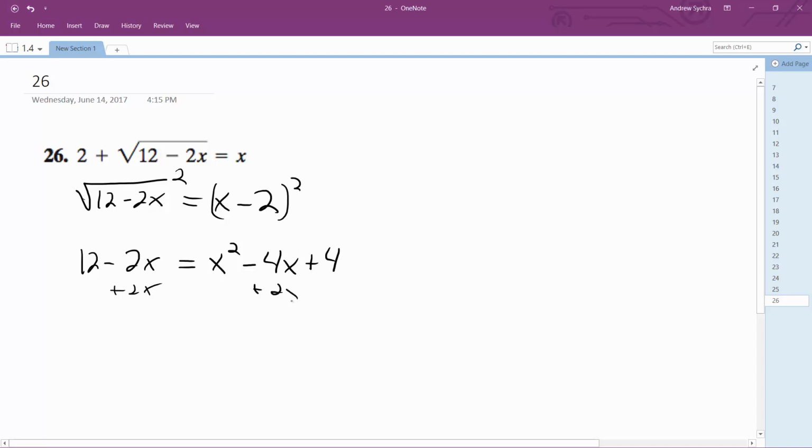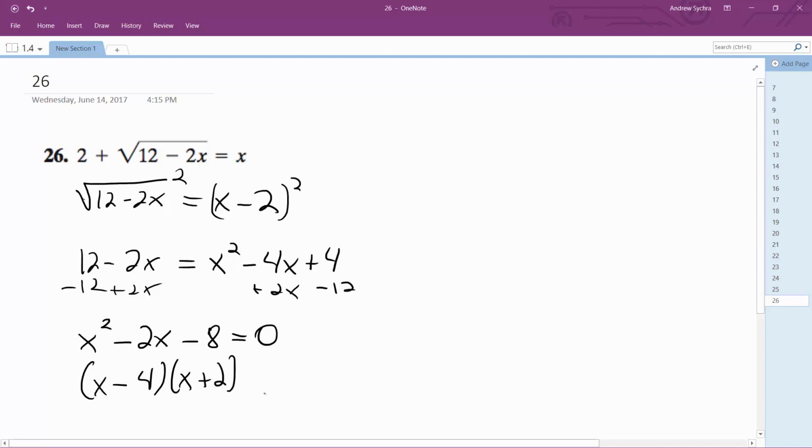Add 2x, subtract 12, and what I'm left with is x squared minus 2x minus 8 is equal to 0. I get x minus 4, and then x plus 2, and then x is equal to negative 2 and 4.